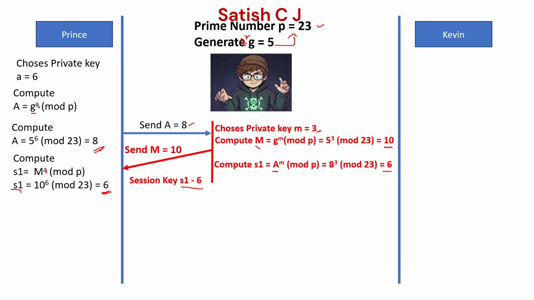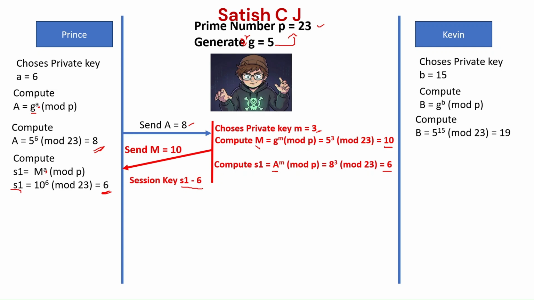And what Kevin is doing from his end is he is selecting a private key, b equal to 15, and he computes the value of capital B to be g power b mod p, and this is part of the key exchange process. So what is the generator? That is 5, and 5 power 15 mod 23, so he gets the result of B to be 19.